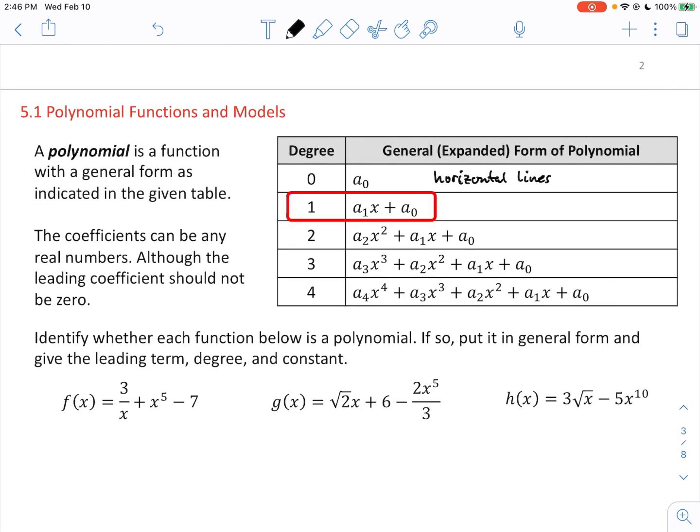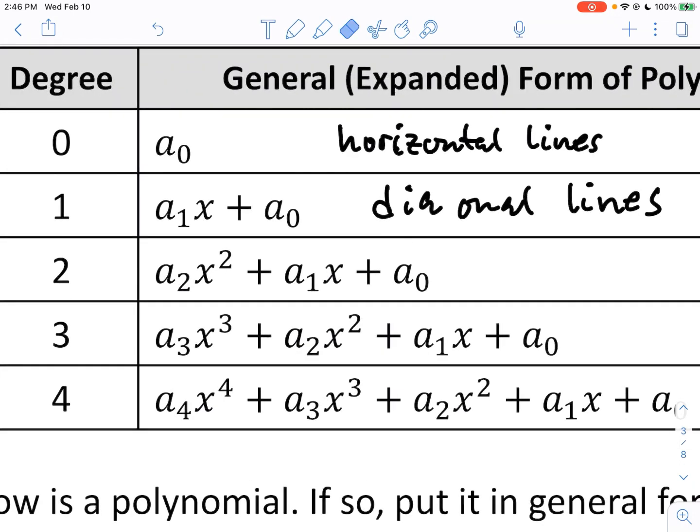A first-degree polynomial has the general or expanded form of a1 times x plus a naught. And this looks just like the mx plus b structure. When you graph these things, you get a line, a non-horizontal line. So we'll call it a diagonal line. All diagonal lines are first-degree polynomials.